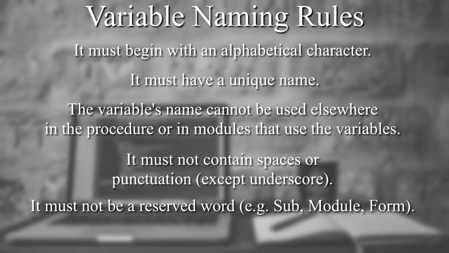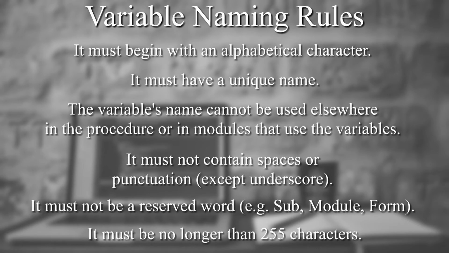The last one is rule number 6. It can't be any longer than 255 characters. Now, truthfully, I hope none of you try to create a variable that's even close to 255 characters in length. That would be onerous and difficult to use, just on its face anyway. So those are the 6 basic rules.